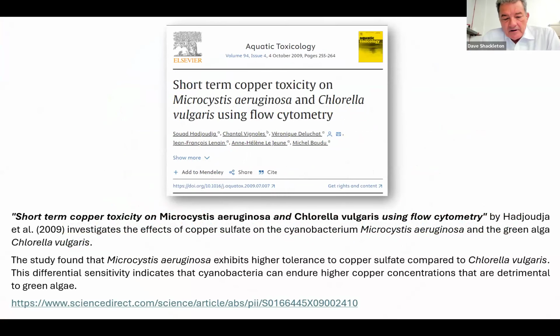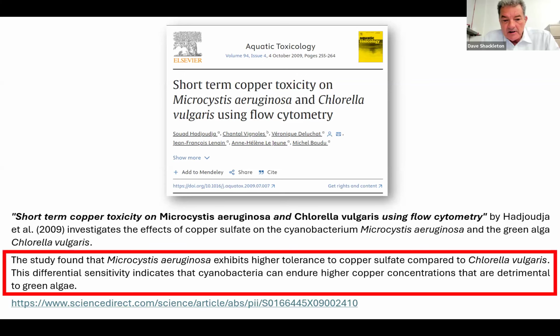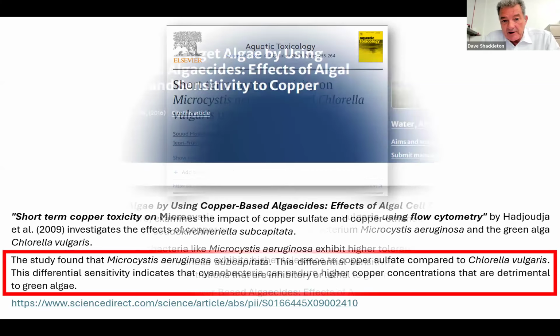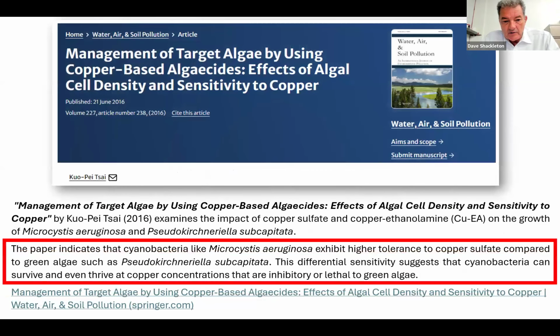There's a lot of academic research to back that up. So here's one paper saying that the Microcystis cyanobacteria has a much higher tolerance to copper sulfate compared to a beneficial green algae. And that means that they can endure copper concentrations that are detrimental to the green algae. There's another one saying that the cyanobacteria have a higher tolerance and can survive and even thrive at copper concentrations that are inhibitory to green algae.